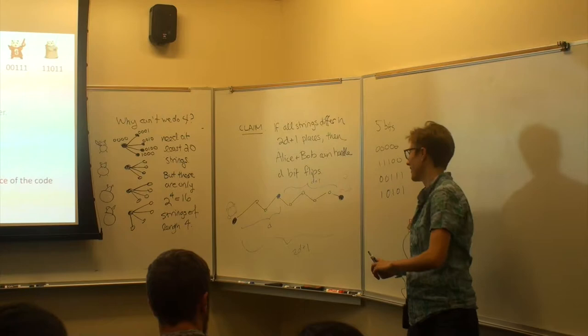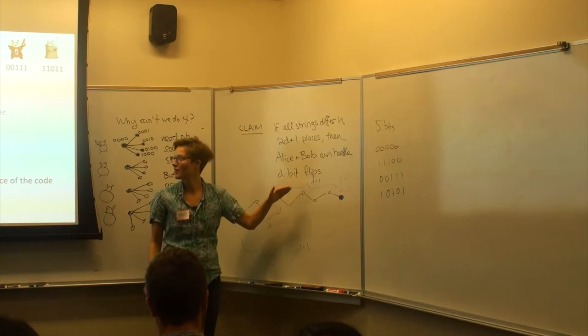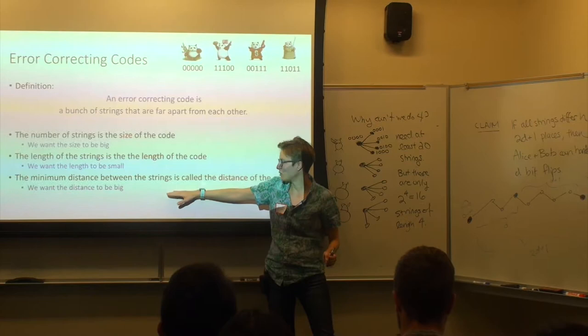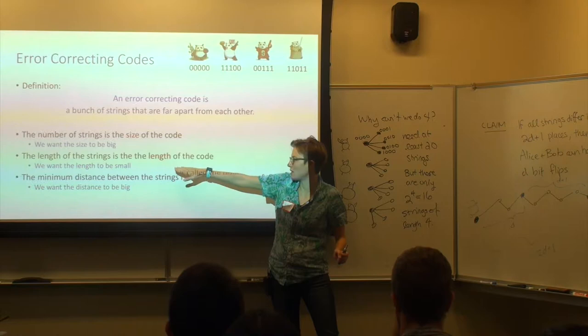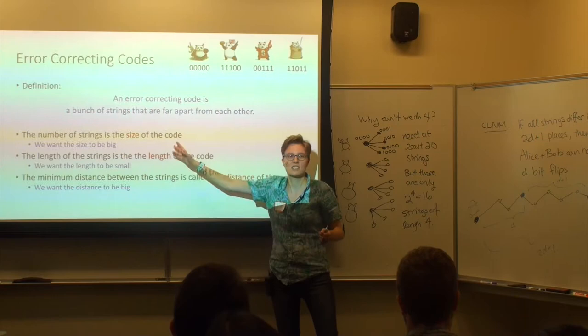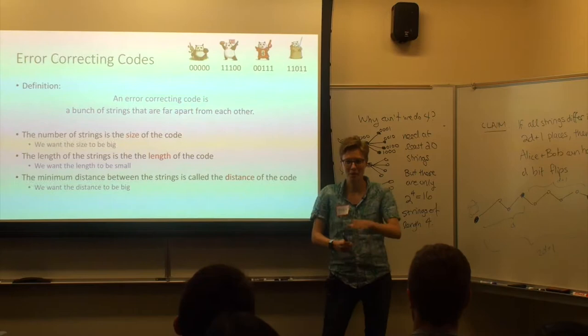So it's a really good observation, which is that there's a trade-off here. The bigger the distance needs to be, the bigger the length needs to be, or the smaller the size needs to be. So all these desires are in tension. We want the distance to be big because we can fix more bit flips. We want the length to be small because that's the amount of energy Alice has to spend. We want the size to be big because that's the expressivity, the number of messages they can have, how interesting a conversation they can have. And all of these things are in tension. If you make one more good, the others get more bad. That's a really good observation.